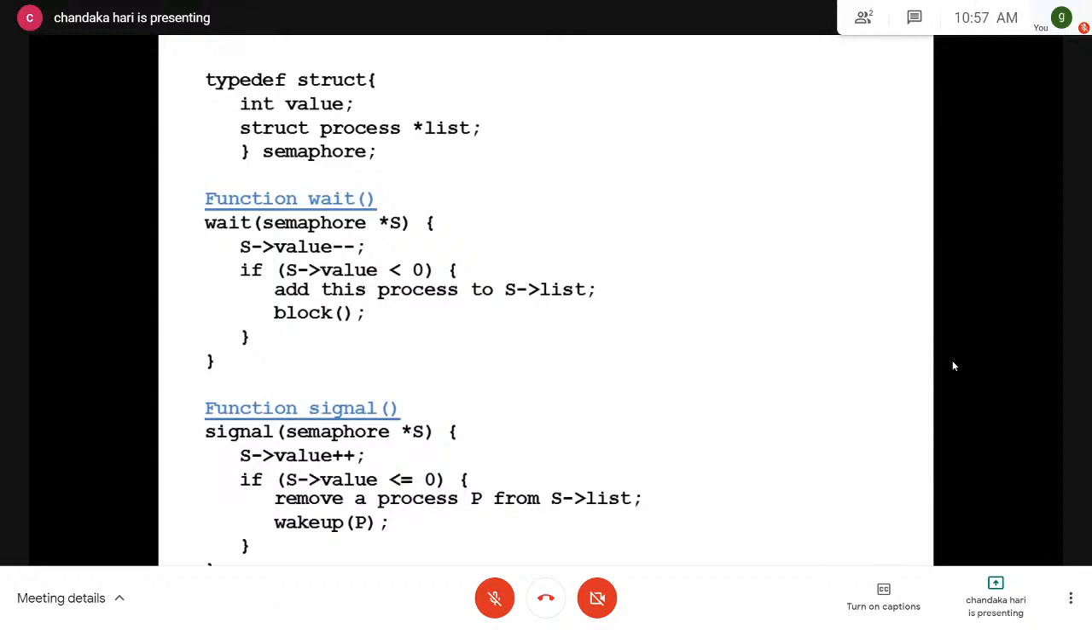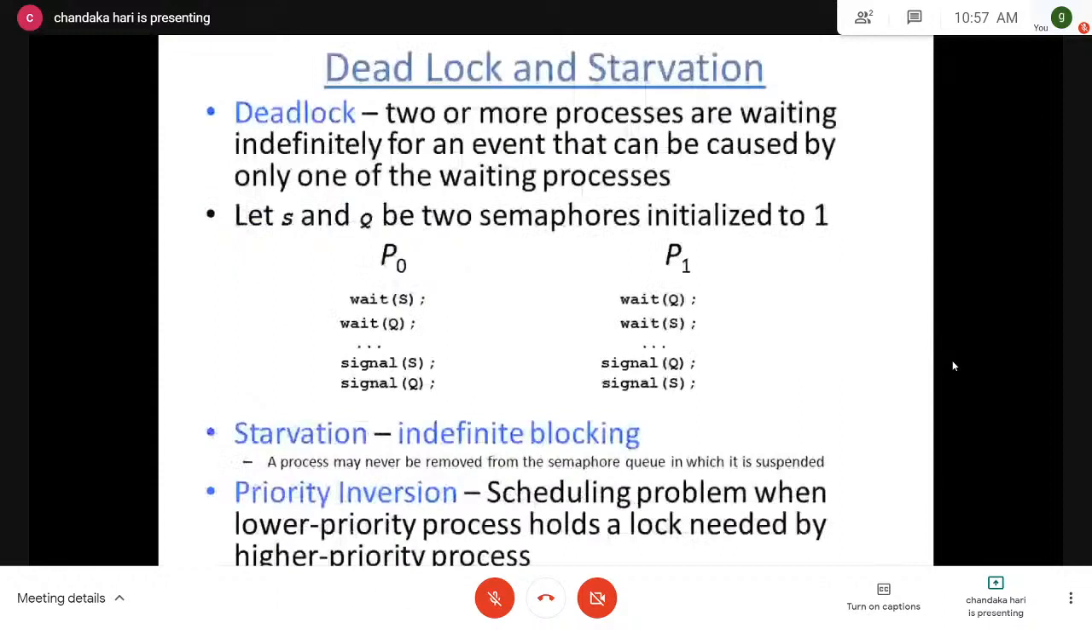Now this particular semaphore technique is very simple, but it also faces a small problem called deadlock. Okay, you know what a deadlock is? A deadlock is simply defined as a continuous waiting state of a particular process. You already know what a process is. A process can be thought of as a program in execution.